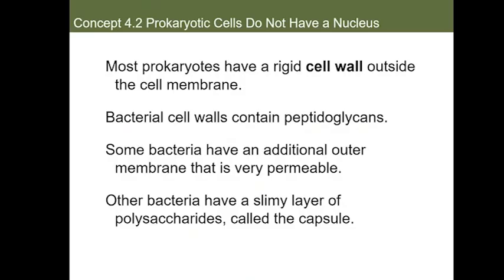Most prokaryotes have a rigid cell wall outside the cell membrane. Bacterial cell walls contain peptidoglycans, which is just a carbohydrate. So whenever you see gly, that usually means it's a carbohydrate. And when you see peptid, you can see, oh, there's protein in it too. So bacterial cell walls contain peptidoglycans, so it's mostly carbohydrate with some proteins in it.